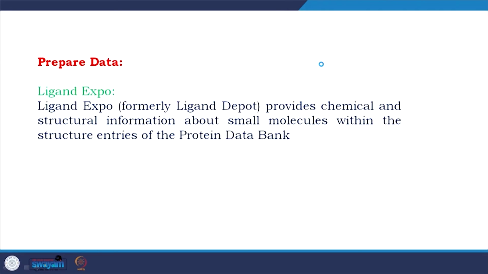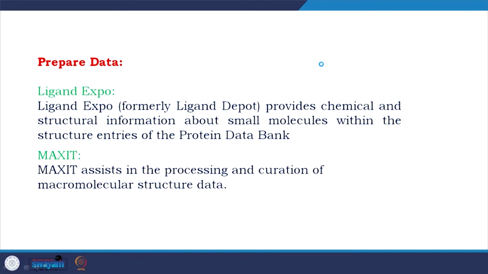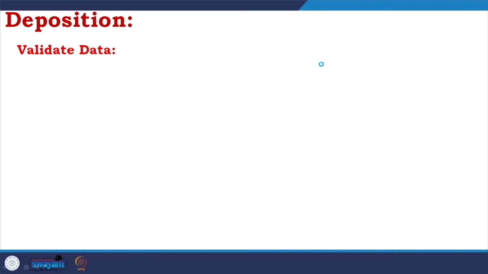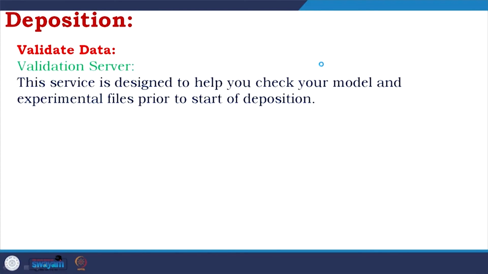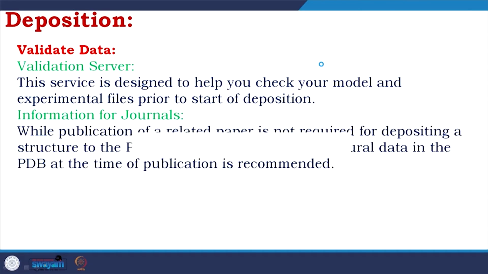Ligand Expo, formerly Ligand Depot, provides chemical and structural information about small molecules within the structure entries of the Protein Data Bank. MAXIT assists in the processing and curation of macromolecular structure data. You also have to do validation. There are validation servers. This service is designed to help you check your model and experimental files prior to the start of deposition.